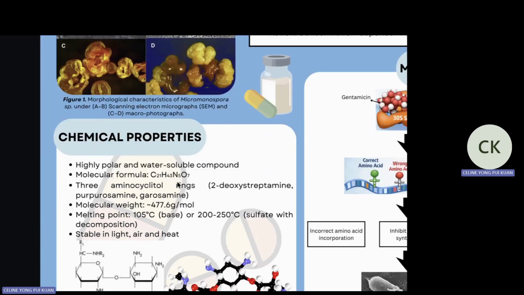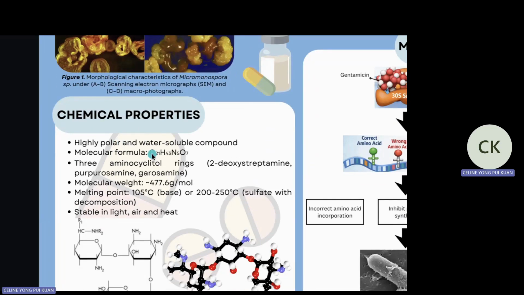In terms of the chemical properties, gentamicin is a highly polar and water-soluble compound composed of multiple aminocyclitol rings. It has a molecular weight of approximately 477.6 grams per mole. It remains stable under normal conditions such as exposure to light, air, and heat, which means that it does not require any special storage conditions.